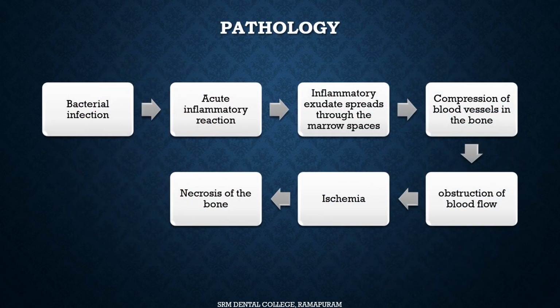So, moving on with the pathogenesis. Once the bacterial infection reaches the bone marrow, our body produces an acute inflammatory response. It produces acute inflammatory cells that try to kill off these invading microorganisms. This in turn results in the production of an inflammatory exudate. This inflammatory exudate spreads through the marrow spaces, and as more and more inflammatory exudate accumulates, it causes compression of the local blood vessels present in the bone. This in turn causes obstruction of the blood flow and thrombosis, resulting in ischemia. This ischemia in turn results in necrosis of a variable amount of bone.